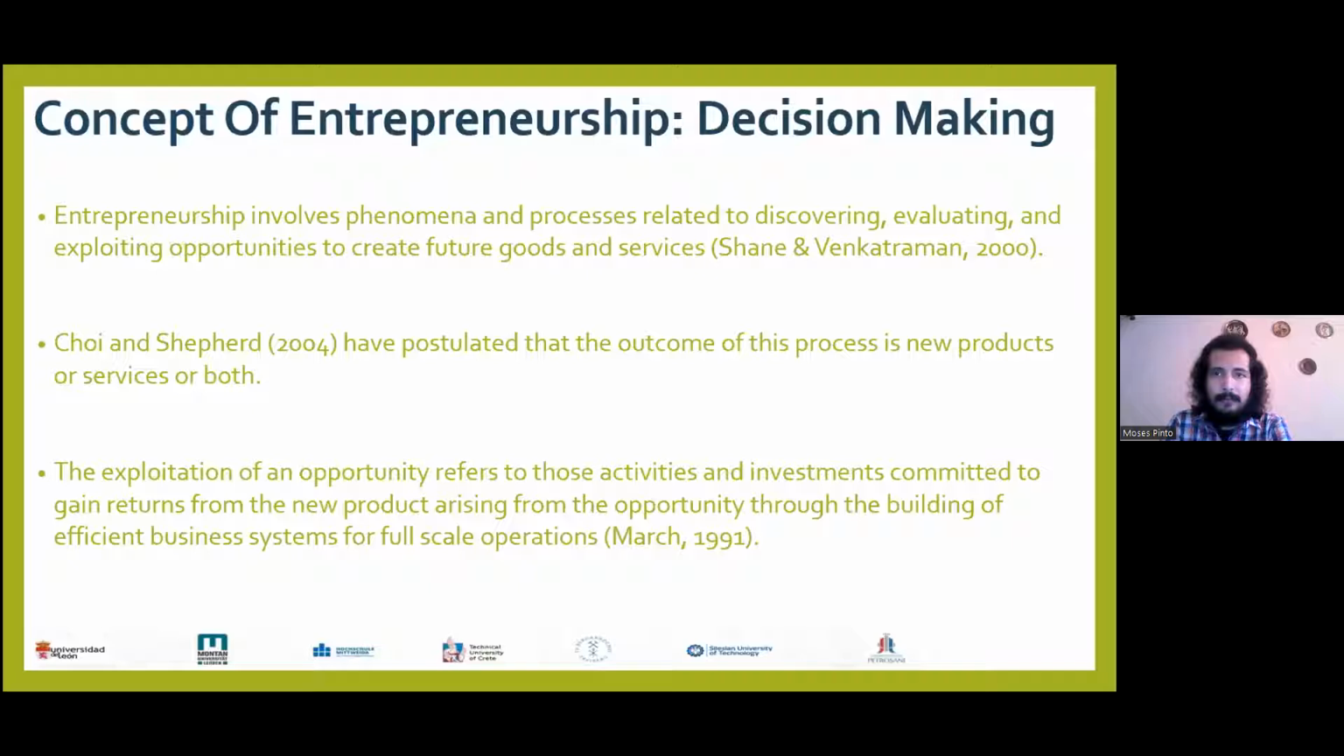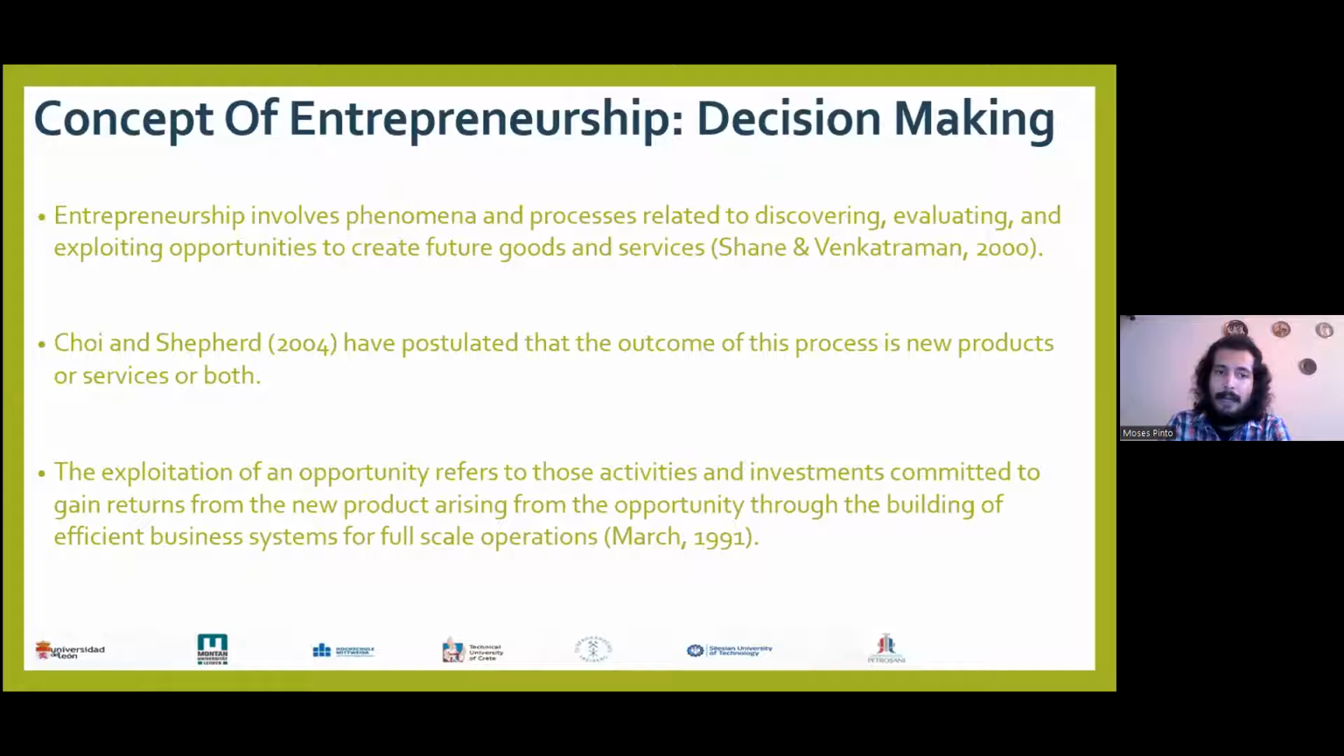Thereafter, let us look at the concept of entrepreneurship from a decision-making perspective. Entrepreneurship involves phenomena and processes related to discovering, evaluating, and exploiting opportunities to create future goods and services. This was a definition by Shane and Venkataraman in the year 2000. In the year 2004, Choi and Shepherd postulated that the outcome of this process, that is entrepreneurship, is the emergence of new products or services or both.